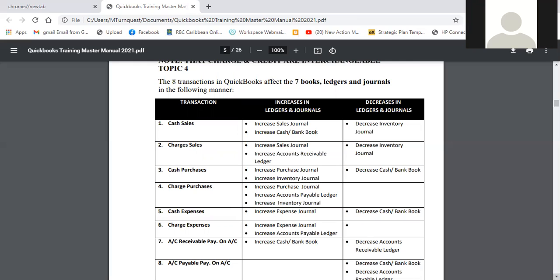Because at the end of the day, when you key in those 8 transactions, what I'm going to teach you in the next 2 weeks, this automatically updates the 7 books and ledgers. You don't have anybody inside the office doing it. When you put it in, it automatically updates. So that means you have to correctly enter this information, because garbage in, garbage out. All right. It's so important.